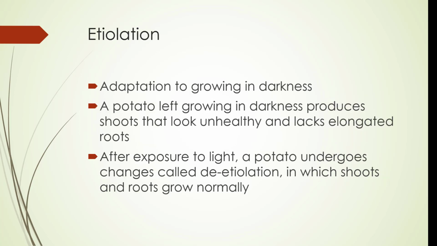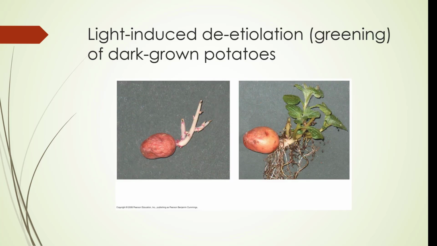So etiolation is an adaptation to growing in the darkness. If you have a potato that's left in the dark, it produces shoots that are unhealthy and lack elongated roots. After you expose it to light, it will undergo changes that are called de-etiolation, and the shoots and roots will grow normally. So on the left here, you've got etiolation of a potato. It looks pretty unhealthy. And then once you expose it to light, you can see the roots and the shoots are growing very nicely, and that's de-etiolation.